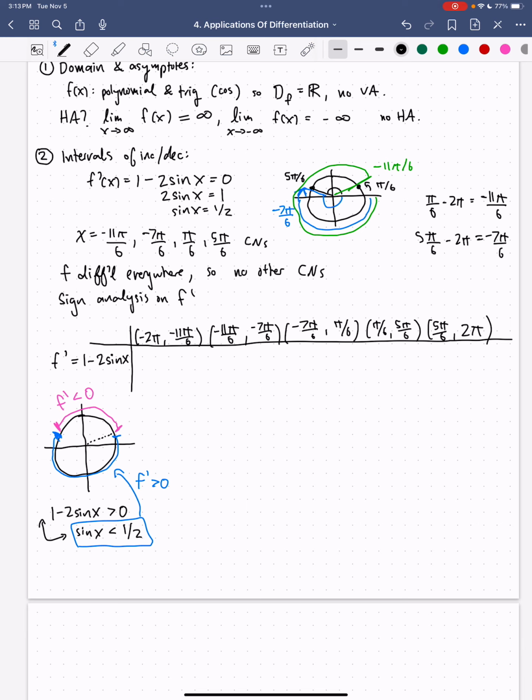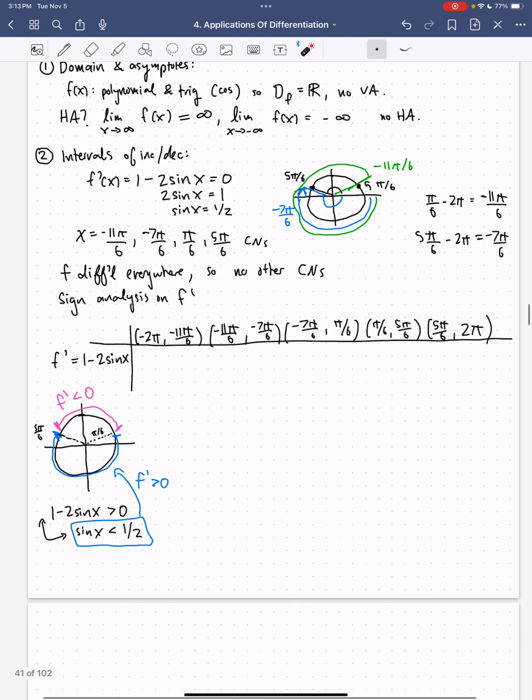So if we're just using the first lap around the unit circle, we know this was pi over 6. And this angle was 5 pi over 6. So now, when it comes to going back to our table and determining when 1 minus 2 sine x is positive or negative, we can actually just consult this. And actually, I'll use the laser pointer, that'll be good here.